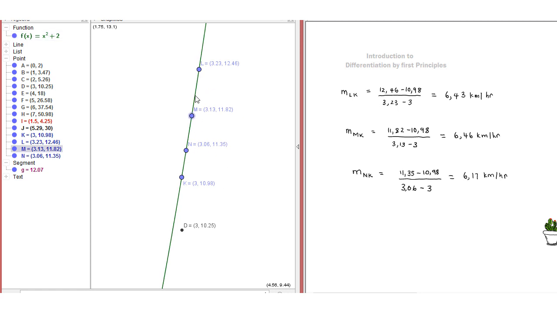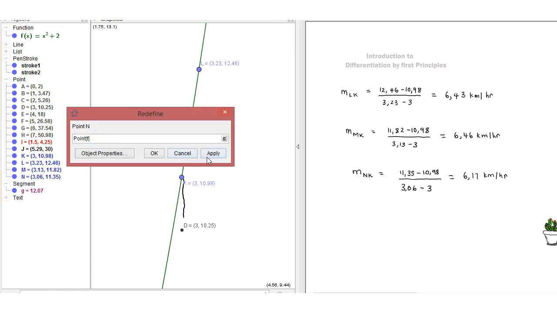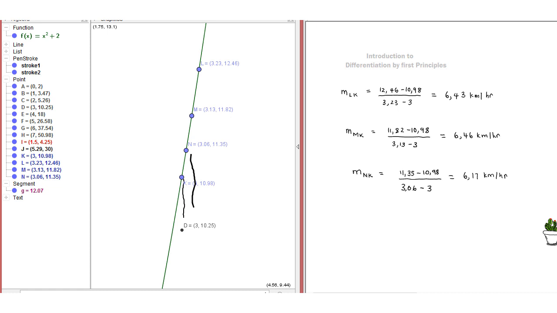I'm zoomed in a lot in this diagram at the moment, but essentially what's happening is all of these go down to the x-axis, and between the two there's an interval delta t.